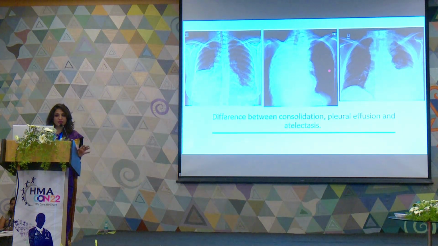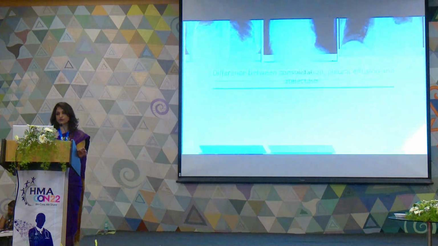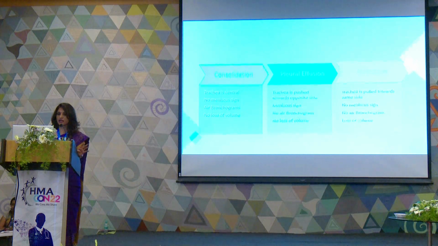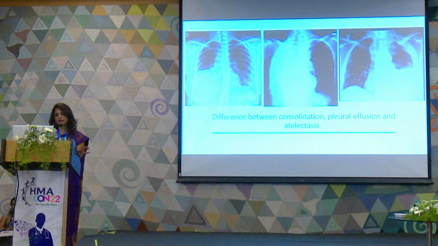Again, the difference between consolidation, effusion and atelectasis. We already saw the trachea is central in consolidation. In effusion, it is pushed to the opposite side. In atelectasis, it is pulled to the same side. There is air bronchogram in consolidation; you don't see that in the other two conditions. Meniscus sign is only in pleural effusion, not in the other two conditions, and loss of volume is in atelectasis, not in consolidation.